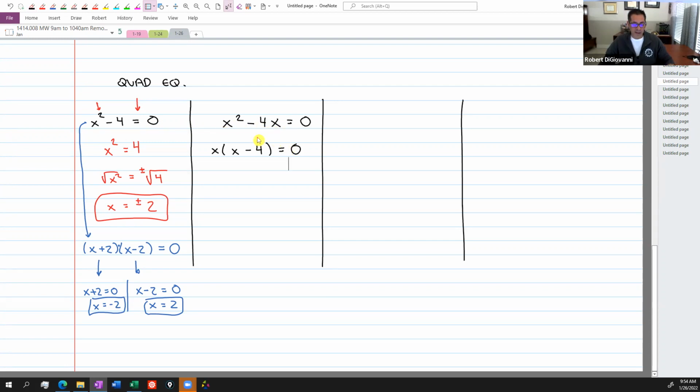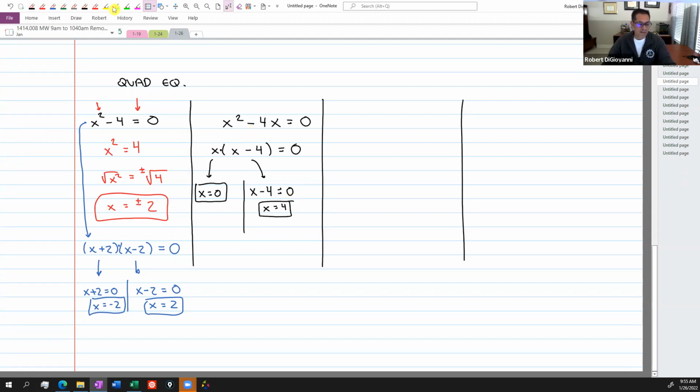And once I pull an X out of both, now that it's factored and there's multiplication there, I can set each of these equal to 0. And now I have 2 little equations to solve. The first equation, I already have my answer. X is 0. And then over here, I have to add 4 to both sides to get 4. So I have 2 answers there, 4 and 0.